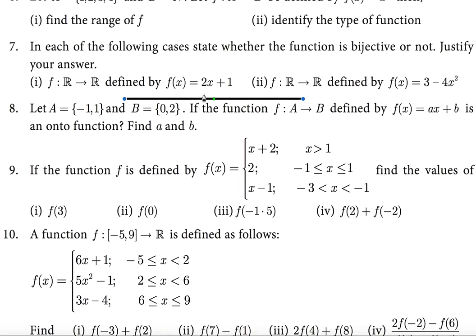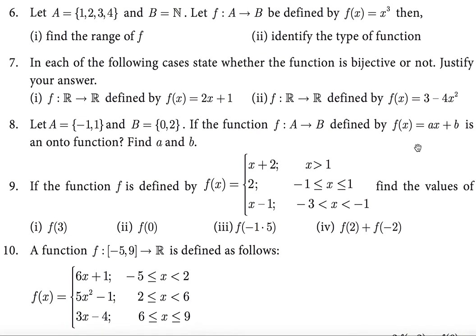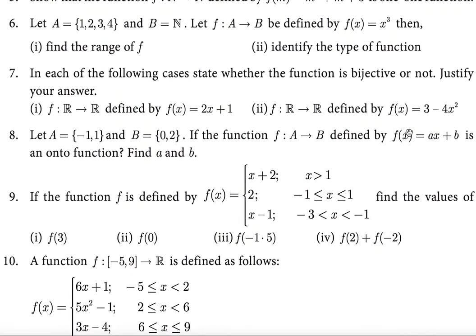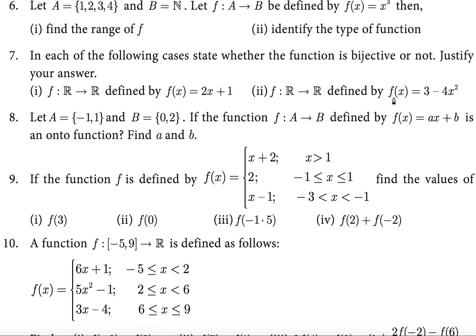Yes, for some value of x, you will get, that means there are definitely many values, right? So no problem. Here, let's see whether it is 1 to 1. Then we can check whether it is onto or not. Whether it is 1 to 1 or not, substitute f of 1, 3 minus 4, that is minus 1. Substitute minus 1, 3 minus 4, minus 1. So this is not 1 to 1.